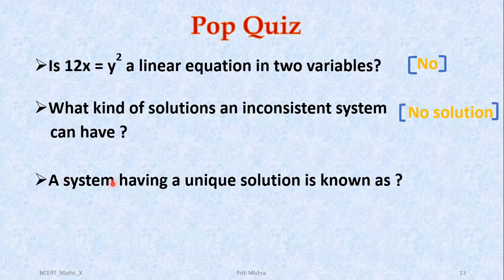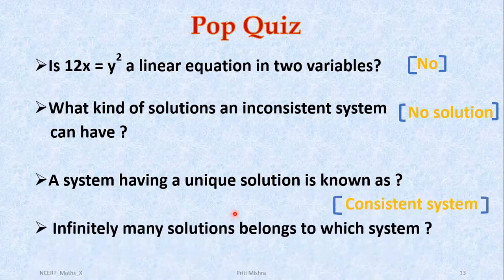Our third question is, a system having a unique solution is known as, what's the name of that system which is having a unique solution? That is known as consistent system. Our last question is, infinitely many solutions belong to which system? These also belong to consistent system.